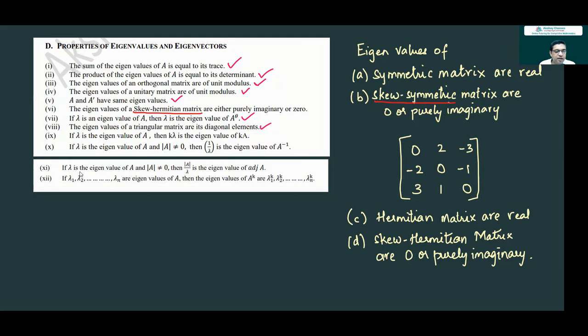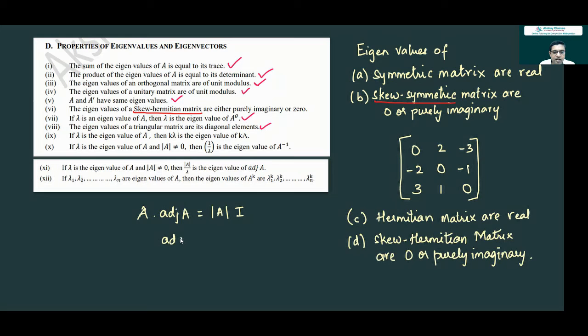Now, if lambda is the eigenvalue of A and determinant of A is not equal to 0, then determinant of A by lambda is the eigenvalue of adjoint A. So A inverse is adjoint A by det A. And from the previous result, A inverse eigenvalues are 1 by lambda. All right. So from that we can deduce. This is not a difficult one. A into adjoint A is determinant of A times I. This is what we know.